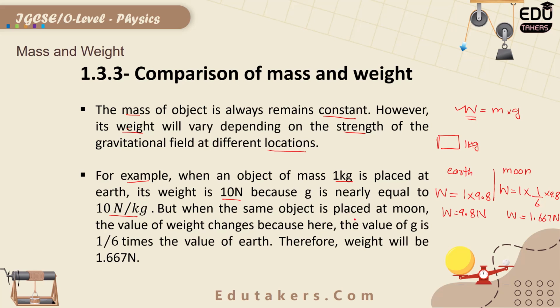But when the same object is placed at the moon, the value of the weight changes because here the value of G is 1 over 6 times the value on the surface of earth. That's why you get the weight which is 1.667 Newton. So in short, I can simply say that the value of the mass remains fixed, but the weight changes depending upon the value of the gravitational field strength.